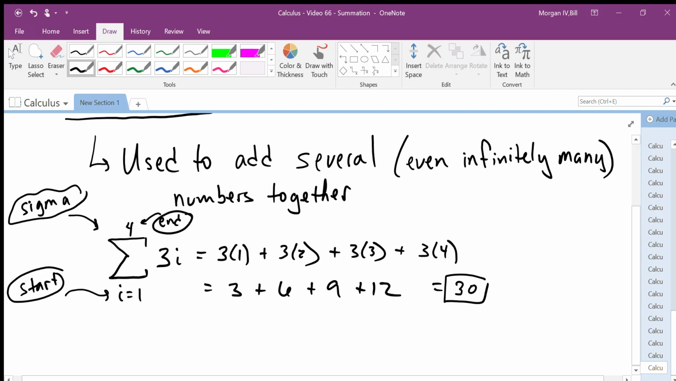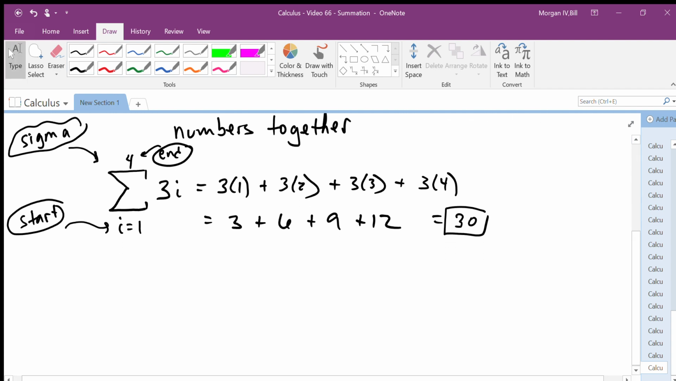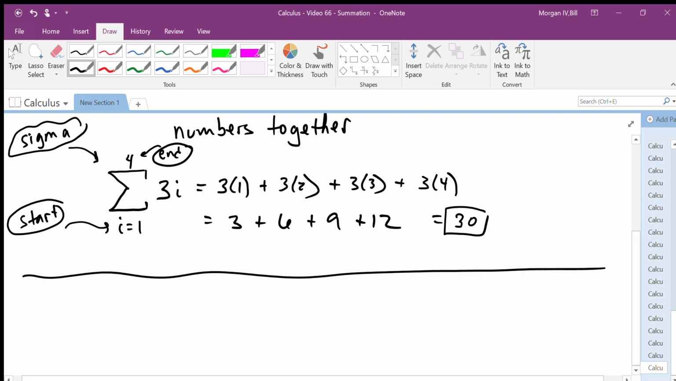You could start it at 0. You could start it at 3 or 4 or 2. And the ending value can also be whatever you want as long as it's more than your starting value. So, for example, in the next case, let's try this one. The sigma notation again means to sum, to add, from k equals 2 to 5 of k squared minus 3k plus 1.